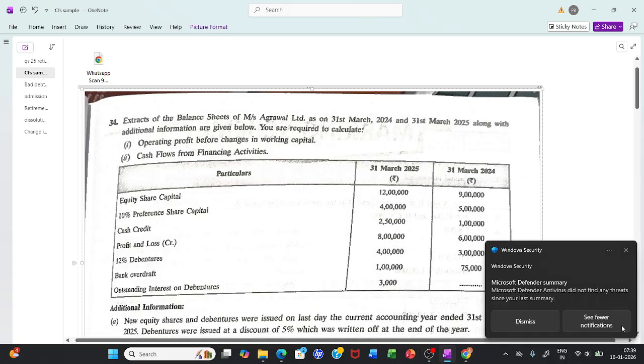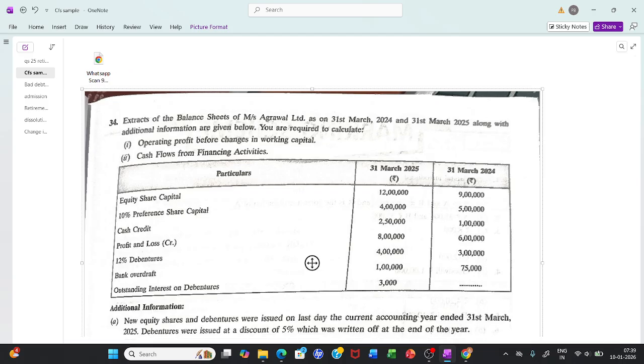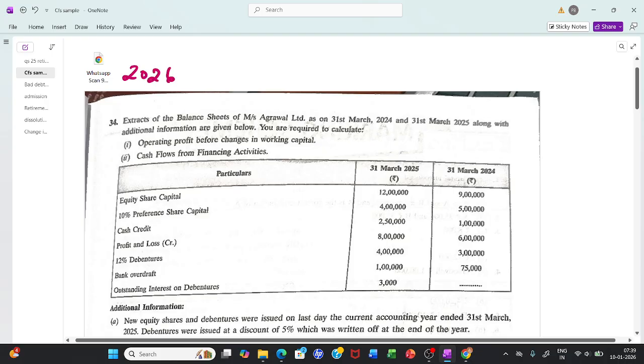Now let's do the sample paper question based on cash flow statement. Again, this year, all questions of 2026 sample paper are really good. They are comprehensive ones which are giving you good practice of the adjustments which we usually ignore, which are usually not tested. So we are not used to taking them that seriously.